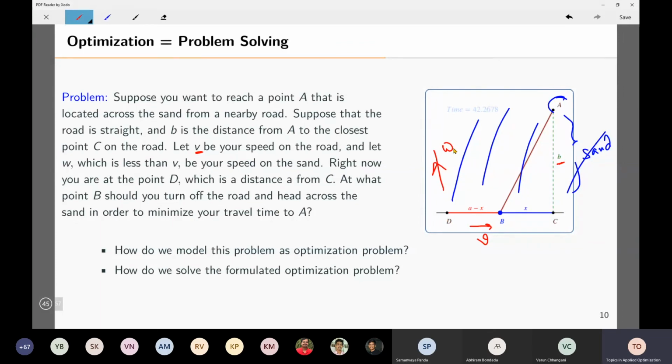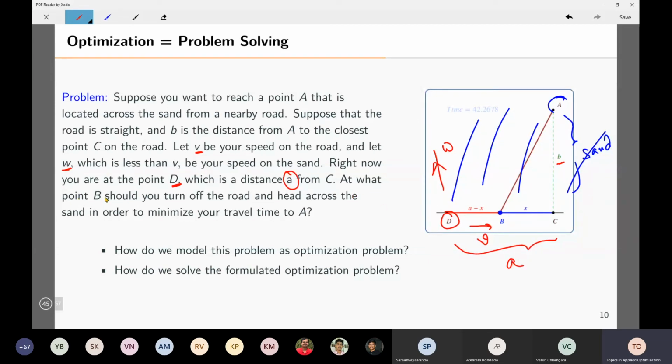In sand, you have a lot of friction, right? So you will walk with some speed W in the sand. So right now you are at point D, which is at a distance A. So this whole thing is A from C.